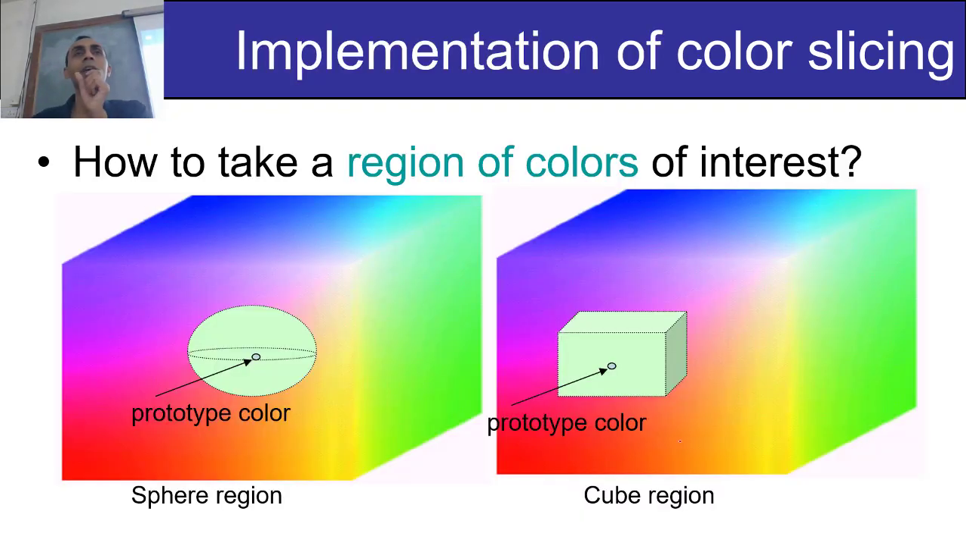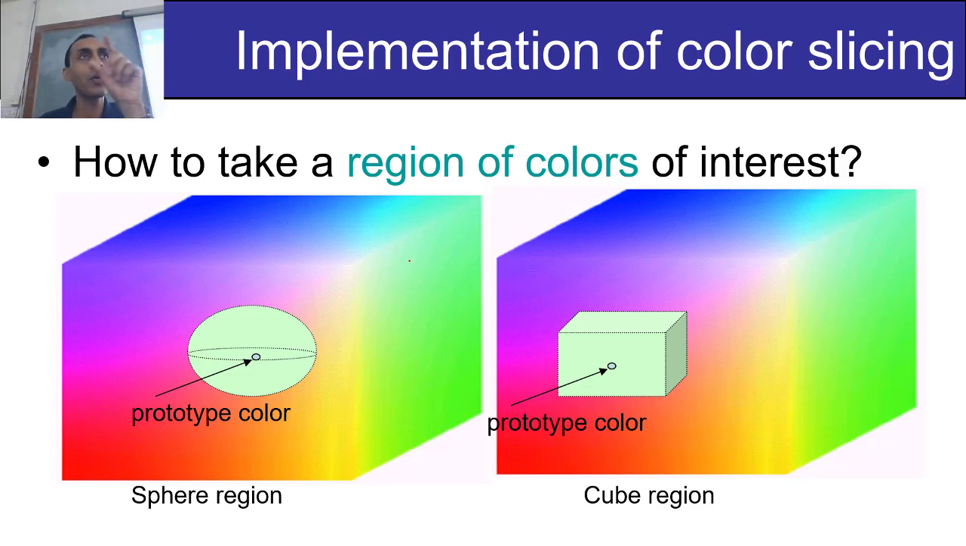If you have to do the same in color, now you don't have only a one-dimensional space, you have a three-dimensional space. So how do you select a region of interest for highlighting or for extracting or slicing a particular color?